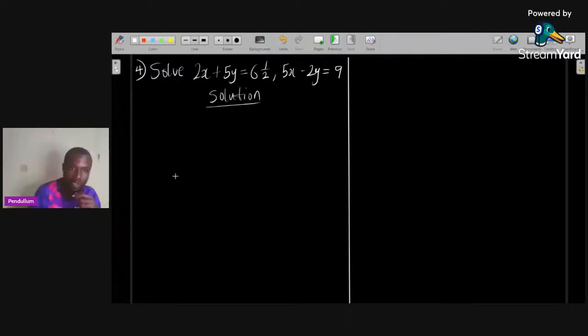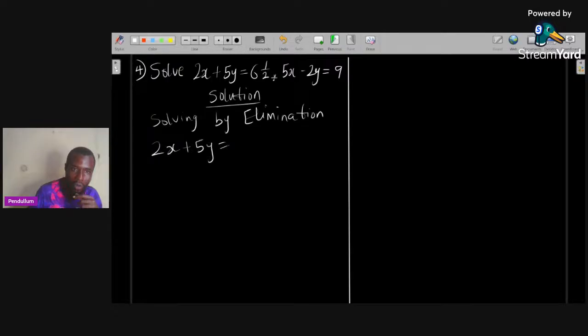Let me define the method we are using. Let's start by solving by elimination. I prefer elimination because I feel it's easier, though someone else may prefer substitution. If I'm solving by elimination, I have 2x plus 5y is equal to 6.5, which you change to an improper fraction. So 2 times 6 is 12, plus 1, gives 13 over 2. And we don't need fractions.